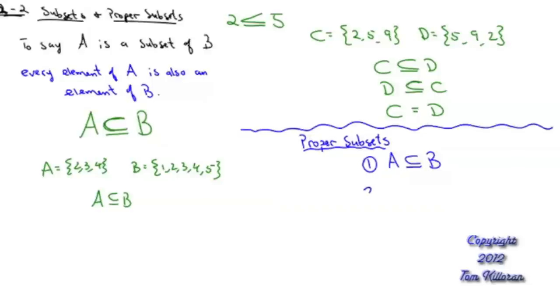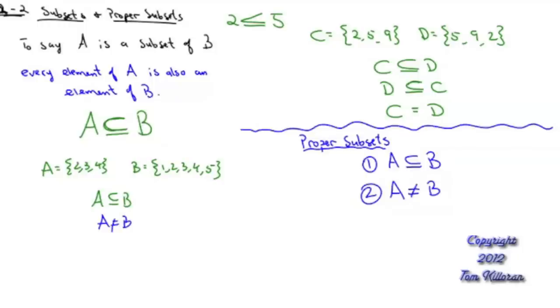The second step is really important. A cannot equal B. If those two things are true... Wait, but you just said C is equal to B. Here C is equal to D. Is A equal to B here? No. So over here I'll write A, definitely not equal to B.